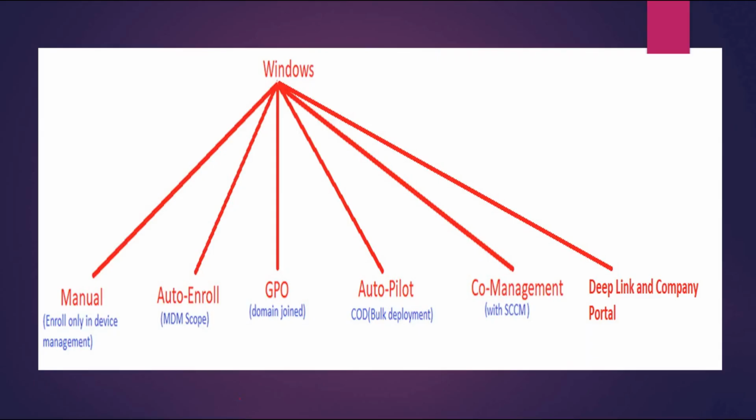So if I go back to the diagram here and do a comparison between this and this, as we discussed, in the case of manual enrollment, all that was happening was that the device was getting enrolled to Intune, versus in the case of auto enrollment, the device was first being Azure AD registered or Azure AD joined, and then it was getting enrolled to Intune depending upon what the scope was set.